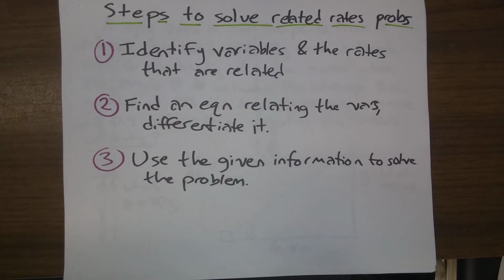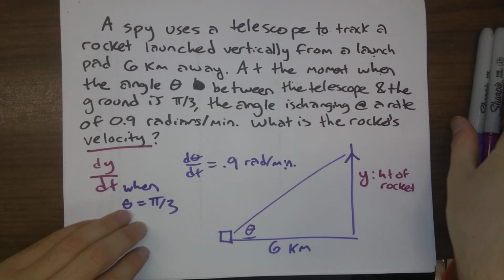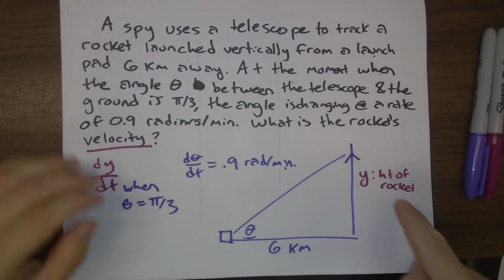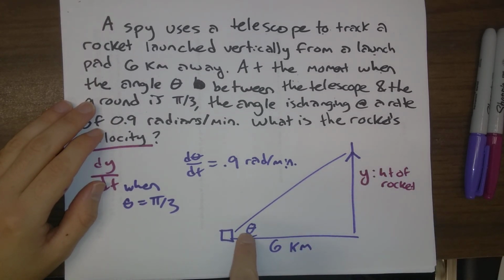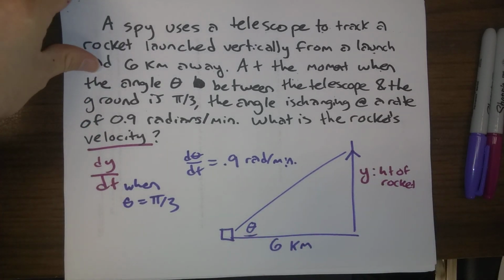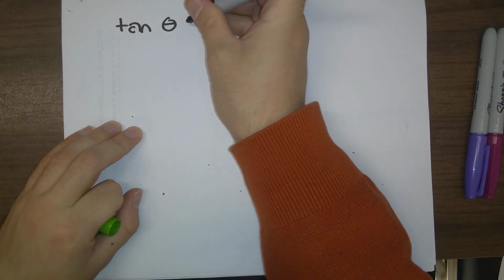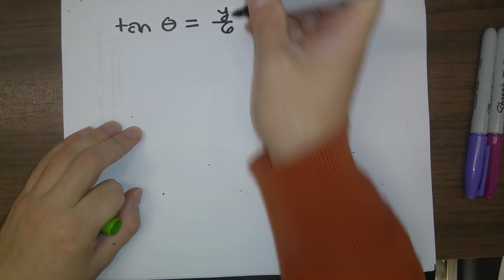Okay, so at this point, the most important thing is always to find the equation that relates everything together. So what do we have here? We have theta, we have y, and we have 6. And so what relationship do we have? Think of a little bit of trig. y over 6 is the tangent of this angle theta. So we can write that down: tangent theta is y over 6.